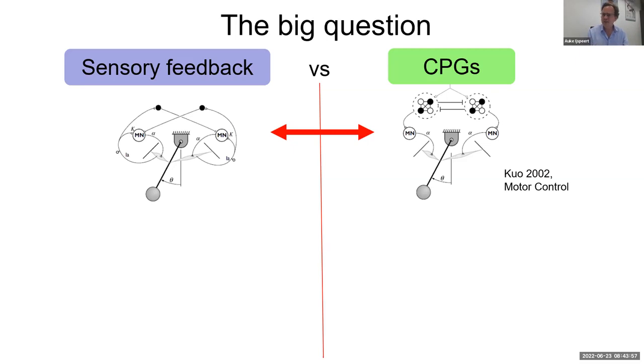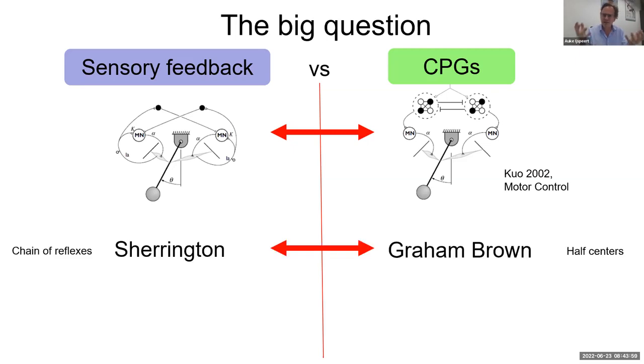And as you know, it has always been a big debate, in fact, in neuroscience. Should we see locomotion as more sensory driven, like a chain of reflexes, as Sherrington had proposed? Or should we see locomotion more as neural oscillator driven, like half-center driven, like Graham Brown? And of course, the answer is both. I think both are correct, and they are very tightly integrated.